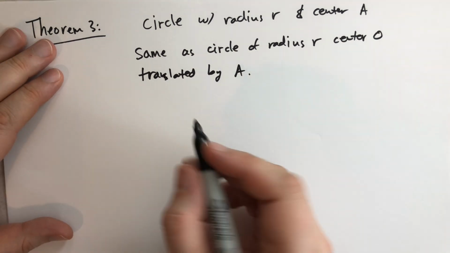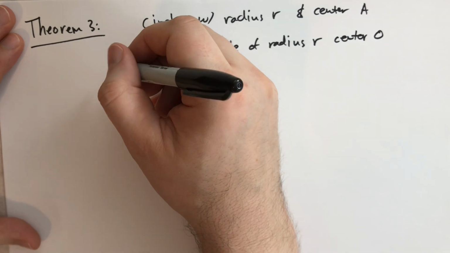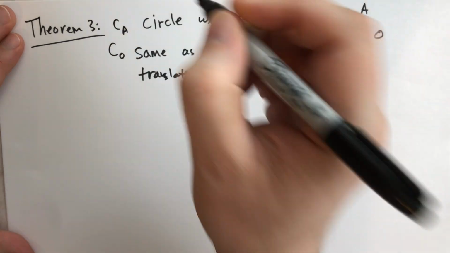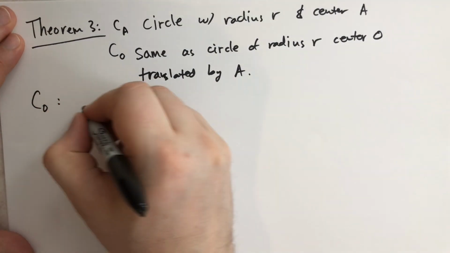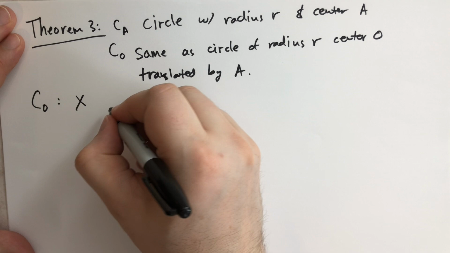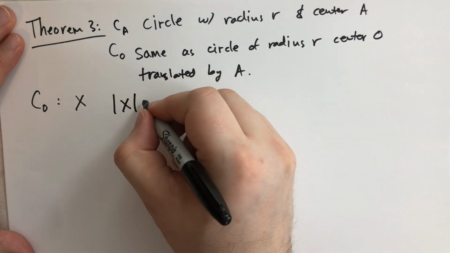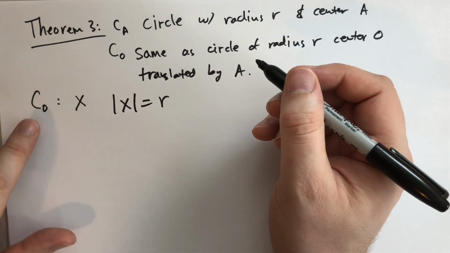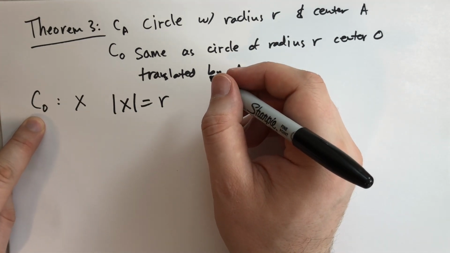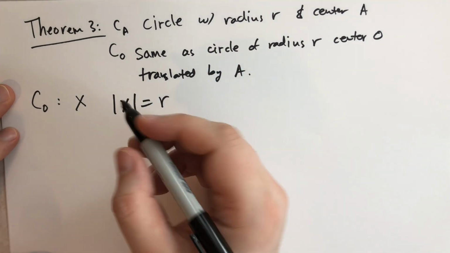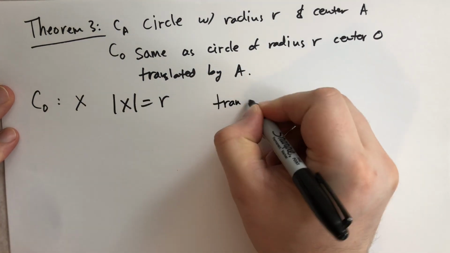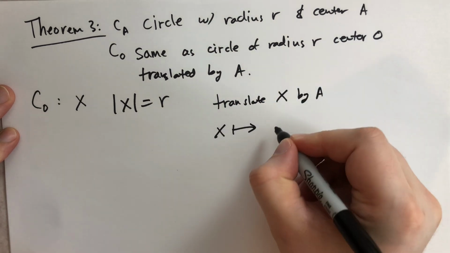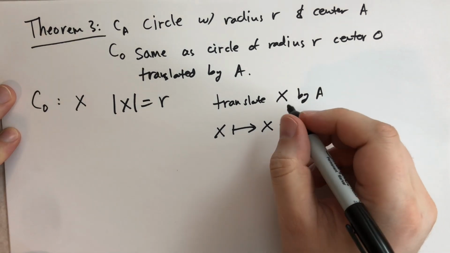Let's give these circles names. Let's call this circle O, and this is the circle A. So for circle O, for each point X inside circle O, we're going to say the norm of X is equal to the radius, right? Because the distance from the origin to the point X is always the radius, because this circle is centered on the origin. Now, if we were to translate X by A, that takes the point X and turns it into the point X plus A, right?